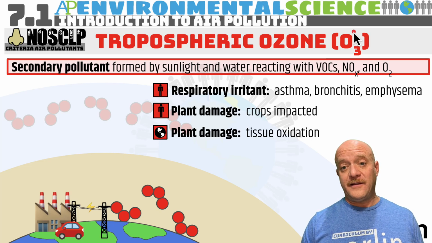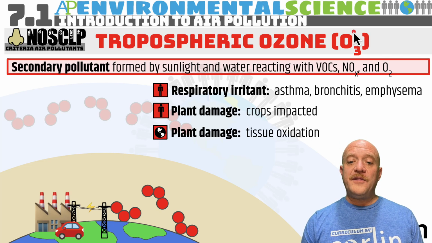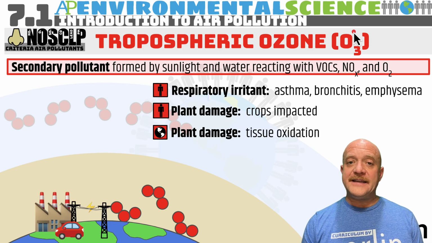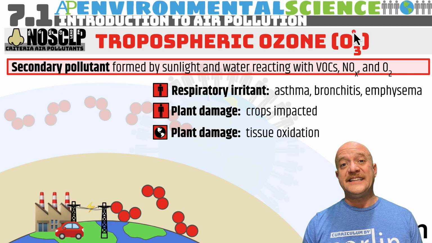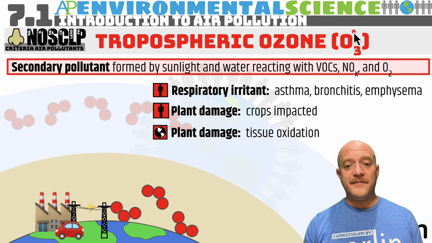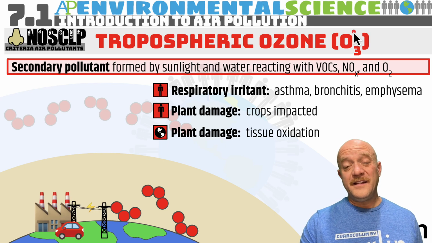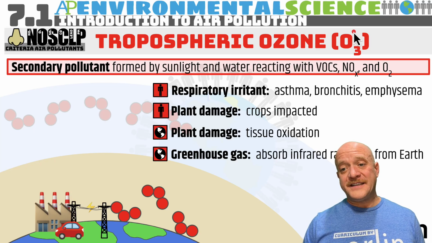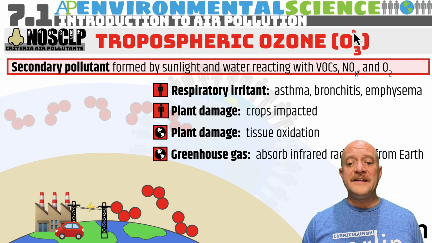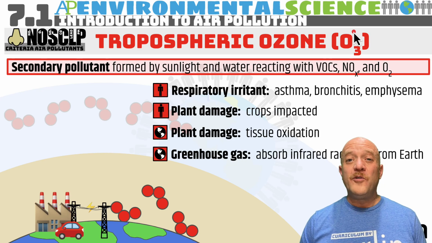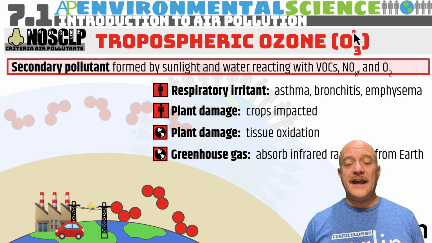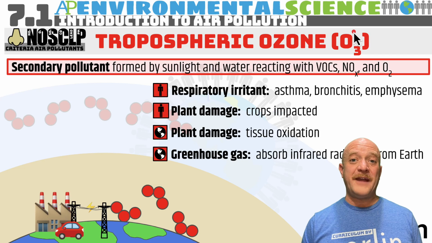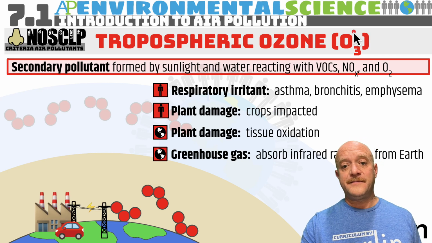Now, the reason it damages the plants is the ozone will oxidize the tissue in the plants' tissues, and predominantly it will be impacting the leaves. So when the leaves are damaged, they cannot perform photosynthesis. It is also a greenhouse gas, so additional infrared radiation will be absorbed, and that energy that is absorbed will be re-radiated back to the Earth's surface.